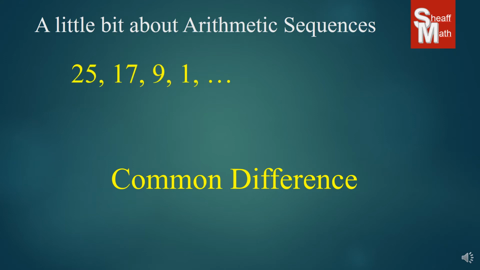Now let's take a look at this one. If you looked hard enough, you could probably figure this out in your head as well. Again, I'm going to be teaching you to really try to utilize the common difference method because it will help you when the numbers get tough. So in order to find this, we take 17 and subtract 25, and it comes out to a negative 8. And as you can see, it's going down by 8. 9 minus 17 is negative 8, and 1 minus 9 is negative 8 as well. Okay, so that's how you find the common difference.